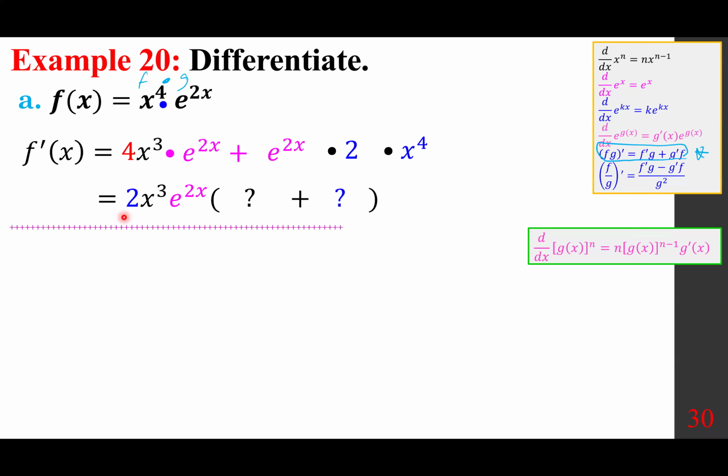So if you divide these two, this one by this one, you simply get number 2. If you divide this one by this one, you just get x. So the first piece gives you 2, the second piece gives you x. The final answer is 2x cubed e to the power of 2x times 2 plus x. Factoring is extremely important for applications coming up.